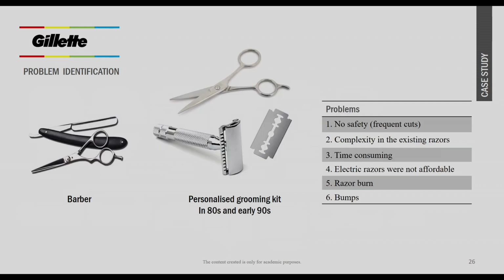In the 80s and 90s, in the name of a grooming kit we had this kind of razor, blades and scissors, or we had to go to the barber. And for this grooming kit, we had problems like no safety, complexity in the existing razor, time consumption, electric razors were not affordable, and there were issues with razor burn and bumps as well.